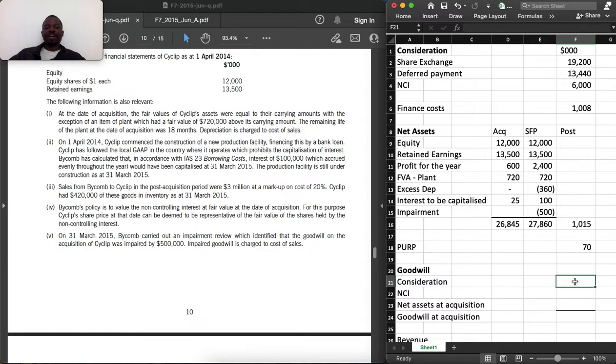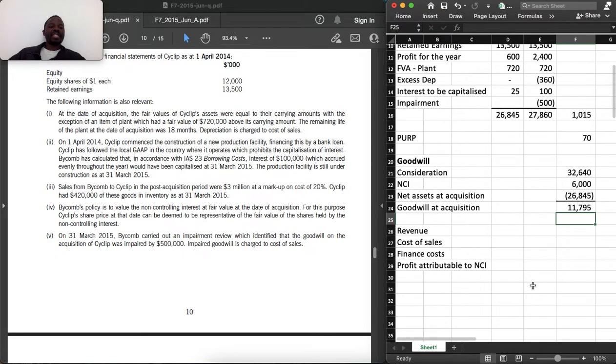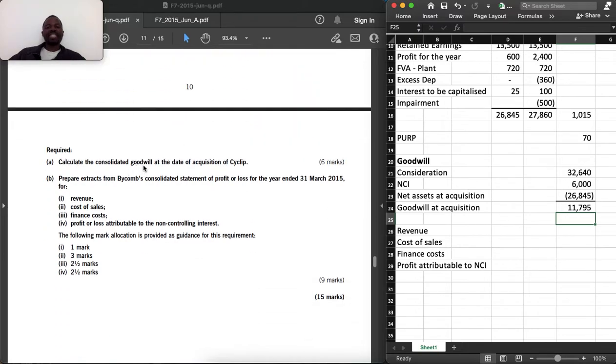Now we have finished our notes. Let's calculate goodwill. Goodwill, we say the consideration, what was paid by the parent. The parent paid through exchange and also through the deferred payment like that. The NCI's portion was 6,000. The net assets at acquisition were 26,845. Then when we sum up, we get the goodwill at acquisition. That is the goodwill that was required here.